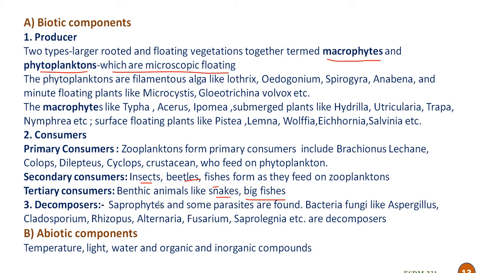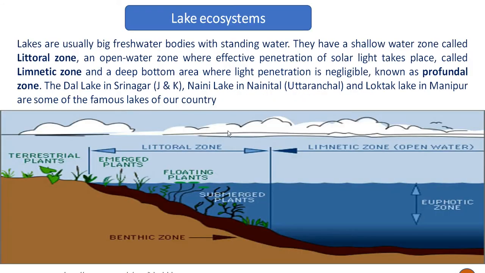Then decomposers: various saprophytes and some parasites are found in the pond ecosystem, and bacteria, fungi like Aspergillus, Cladosporium, Rhizopus, Alternaria, Fusarium, then Saprolegnia are the common decomposers observed in the pond ecosystem. Abiotic components are temperature, light, water, various inorganic and organic compounds. So this is the structure of the pond ecosystem.